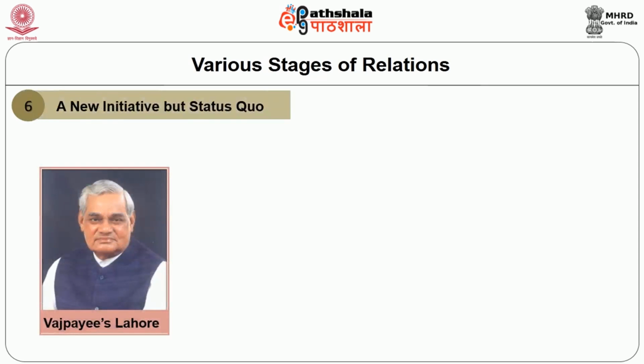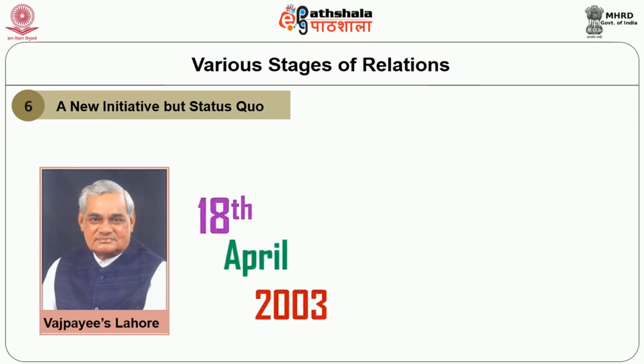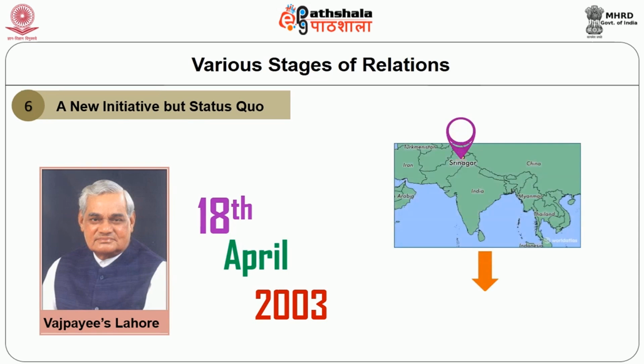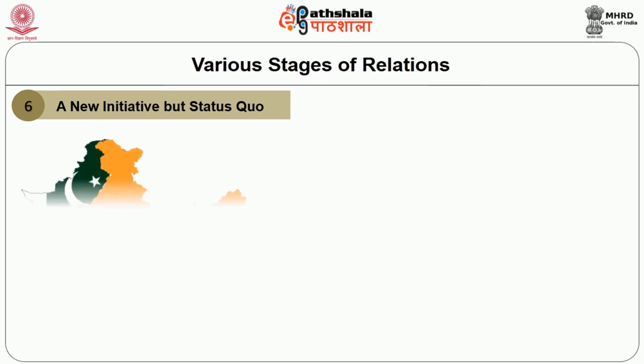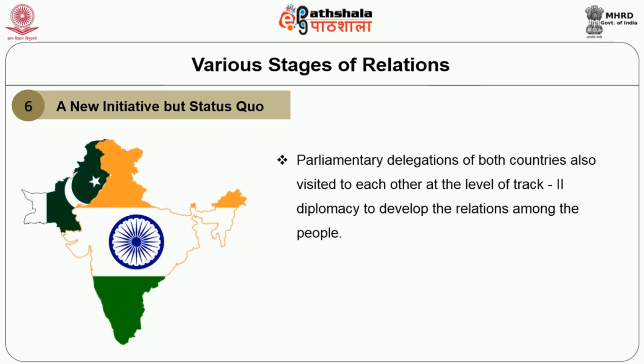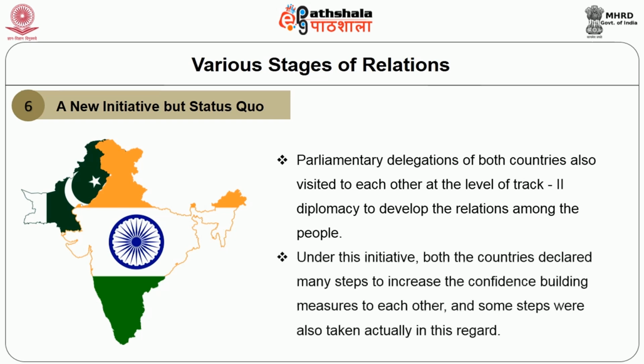A new initiative but status quo. Vajpayee took a new initiative on 18th April 2003 during his Srinagar visit by extending the hand of friendship towards Pakistan. Besides this, parliamentary delegations of both countries also visited each other at the level of track 2 diplomacy to develop the relations among the people. Under these initiatives, both the countries declared many steps to increase confidence building measures with each other, and some steps were also actually taken in this regard.